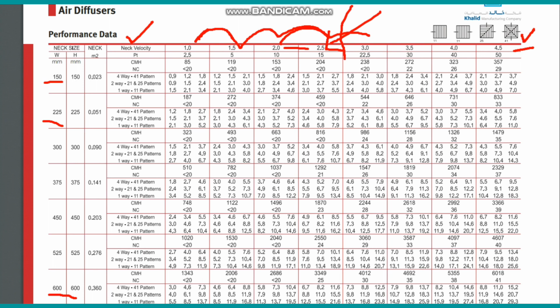But if your project specification, the client requirement, is a low neck velocity like 1.5 or 2 or whatever it is, you have to give the priority for that one. But if it is not there, then you can consider the selection maximum 2.5 meter per second.